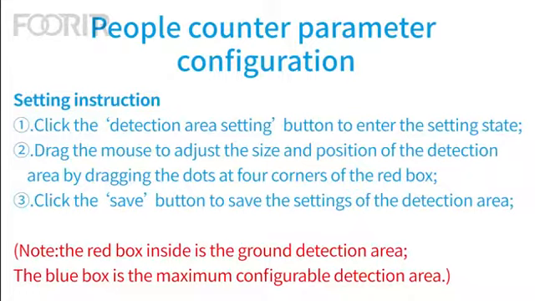Setting instruction. 1. Click the detection area setting button to enter the setting state. 2. Drag the mouse to adjust the size and position of the detection area by dragging the dots at the four corners of the red box. 3. Click the Save button to save the settings of the detection area. Note, the red box inside is the ground detection area. The blue box is the maximum configurable detection area.